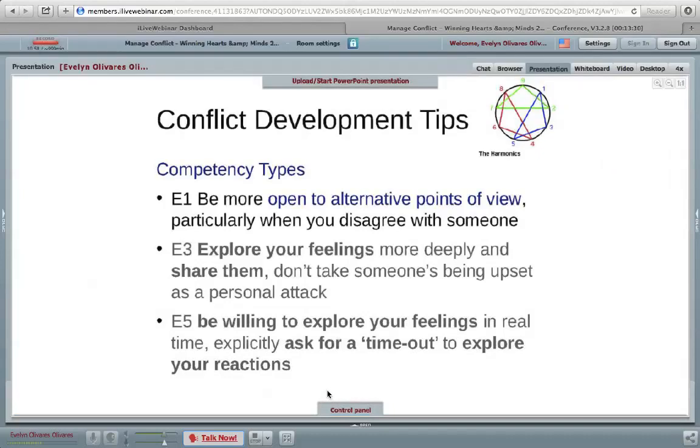Looking then at development tips for these three types within this group, the perfectionist should be more open to alternative points of view, particularly when you disagree with someone. If you're a 3, an achiever, explore your feelings more deeply and share them. Don't take someone else's being upset as a personal attack. And if you're a 5, an observer, be willing to explore your feelings in real time. Explicitly ask for time out and explore your reactions.